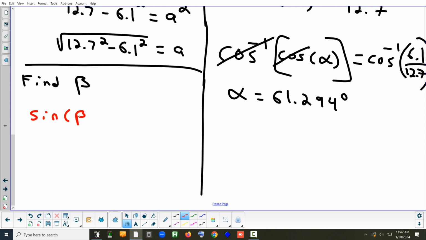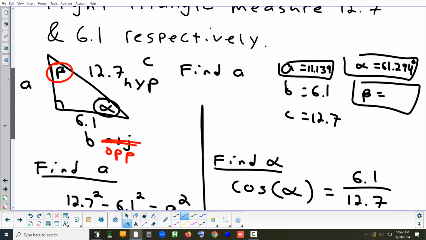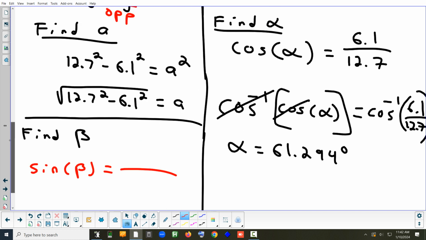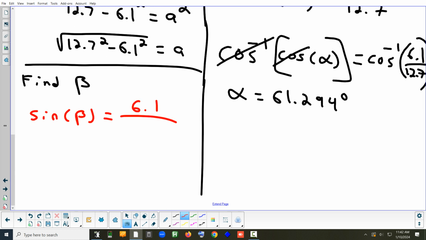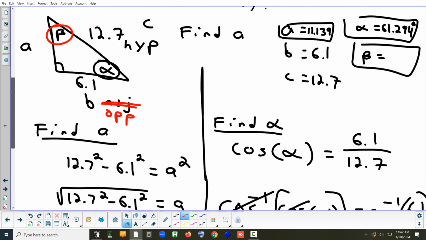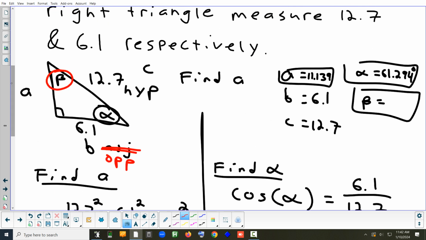So the sine of my angle equals 6.1 over 12.7. Now we should have an idea of what it's going to come out to. It's got to add up to 90. So it's going to be about 29, well actually 28.7, right around there to add up to 90.